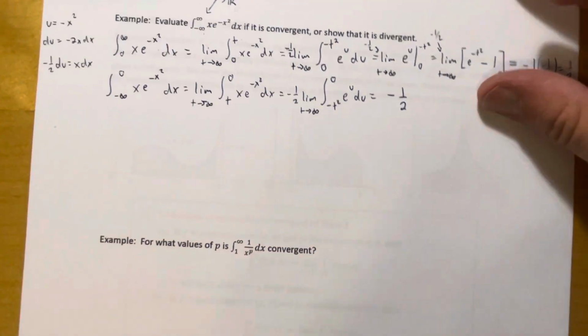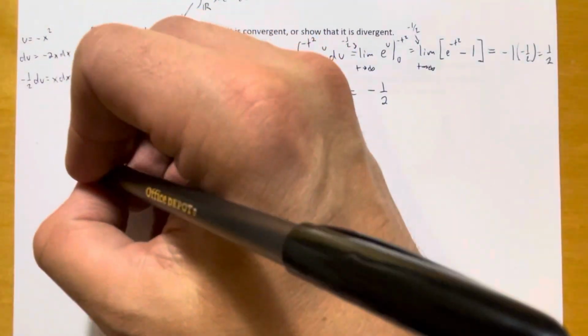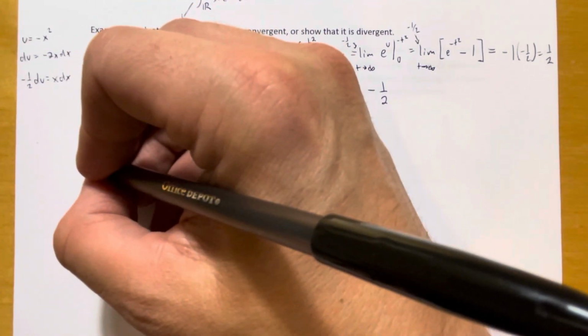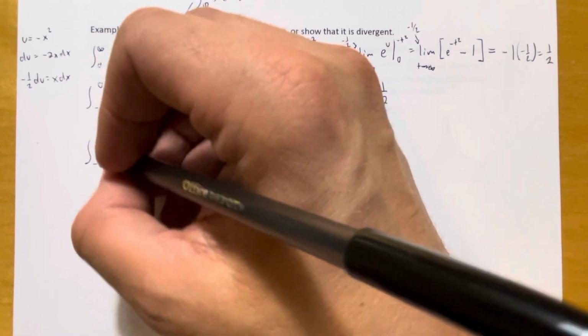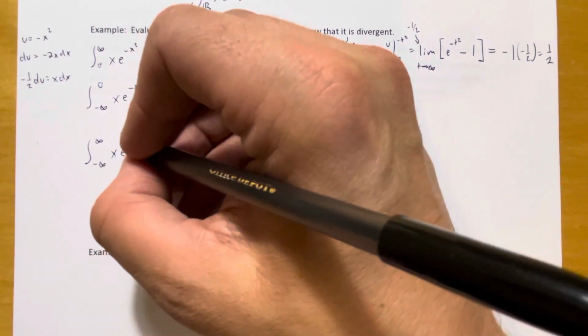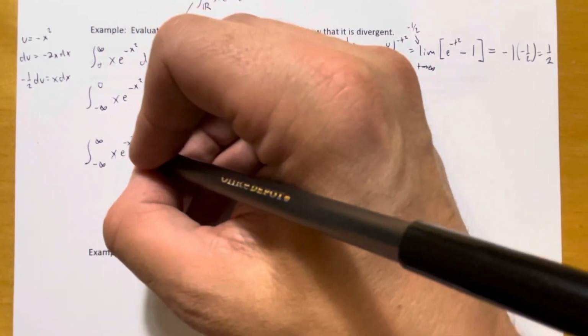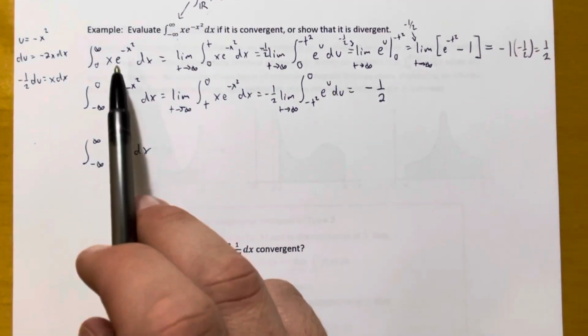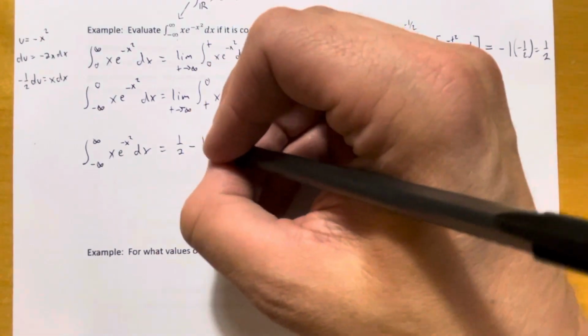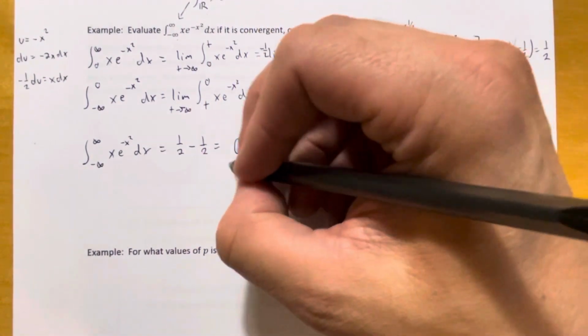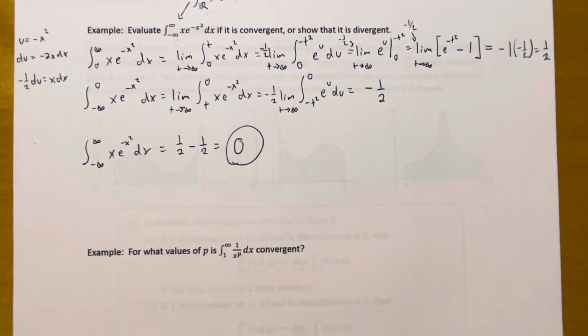Okay, so since I got finite values for both integrals, that tells me that the integral from negative infinity to positive infinity of x e to the negative x squared dx is just the sum of these two. It's equal to 1/2 plus negative 1/2, or 0. So we end up with an integral of 0 in this case. It's convergent, but it's equal to 0.